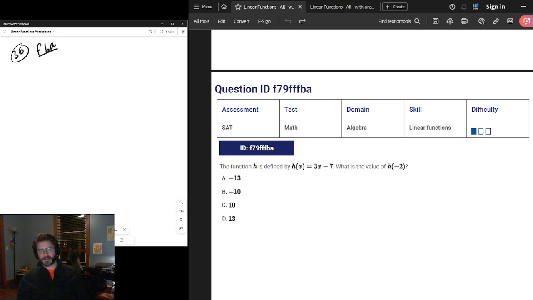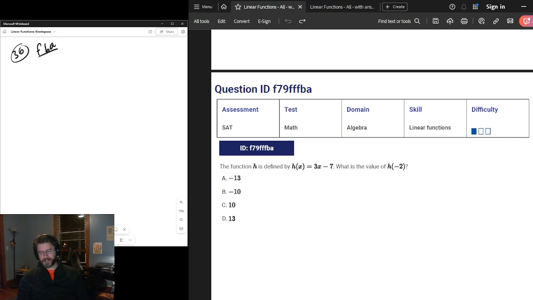I'm writing the question code for ease of reference in the question bank, just the last three characters. All right, this is probably video 4 or 5 in this sequence. If you need definitions, go watch the other ones. We're going to dive right in.